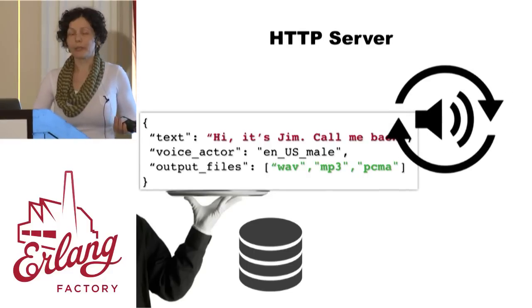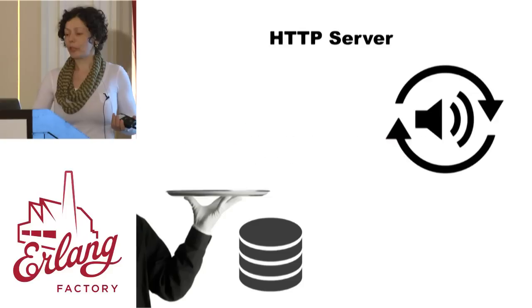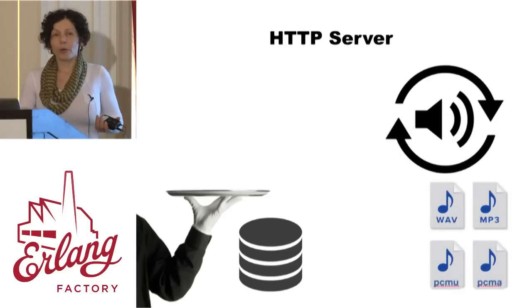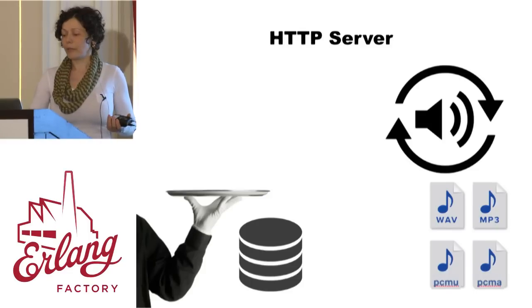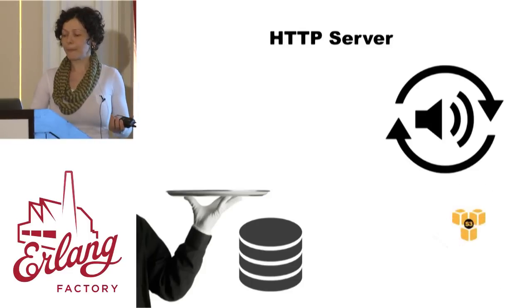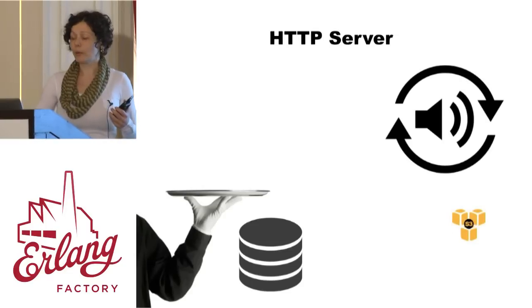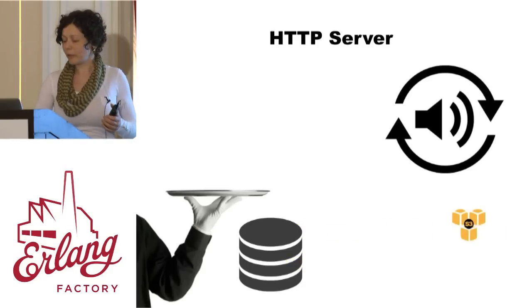So this text will be converted to audio, and the audio will be converted to other audio formats. And these audio files will be saved to S3. And as they are saved to S3, we'll be saving the audio IDs to our database to indicate that they are available for download from S3. So that's in a nutshell what our server is doing.